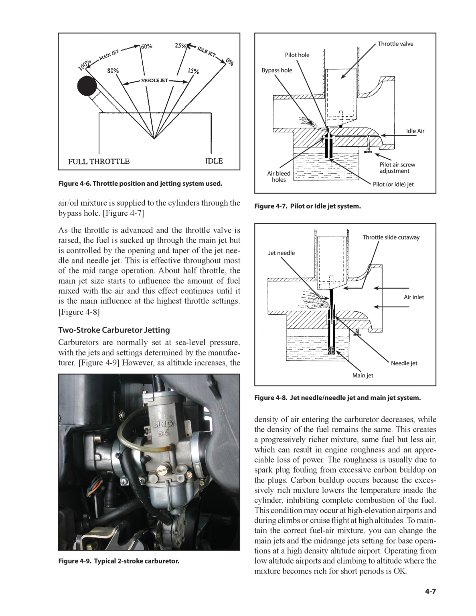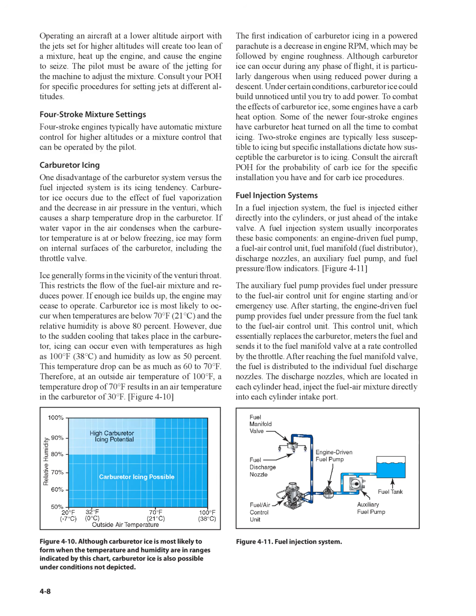To maintain the correct fuel-air mixture, you can change the main jets and the mid-range jets setting for base operations at a high-density altitude airport. Operating from low-altitude airports and climbing to altitude where the mixture becomes rich for short periods is okay. Operating an aircraft at a lower altitude airport with the jets set for higher altitudes will create too lean of a mixture, heat up the engine, and cause the engine to seize. The pilot must be aware of the jetting for the machine to adjust the mixture. Consult your PO for specific procedures for setting jets at different altitudes.